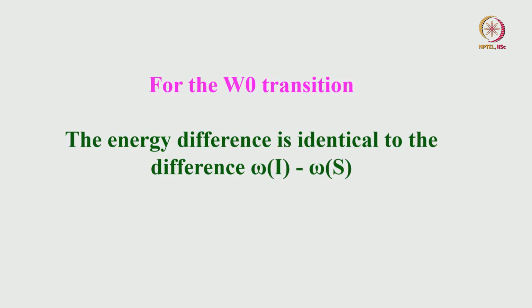What is W0? W0 is the energy difference, identical to the difference between Wi minus Ws. What are Wi and Ws? The resonating frequencies of the two spins. If I take homonuclear spins, say both protons, they have two different chemical shifts. The resonating frequency difference is just the difference in the chemical shifts. What is that chemical shift difference? It is of the order of a few hertz or a few kilohertz. Remember, W1 is megahertz, W0 is a few kilohertz or a few hertz.